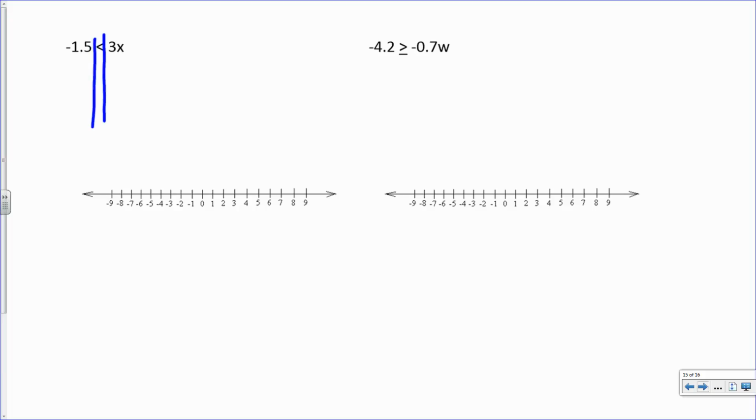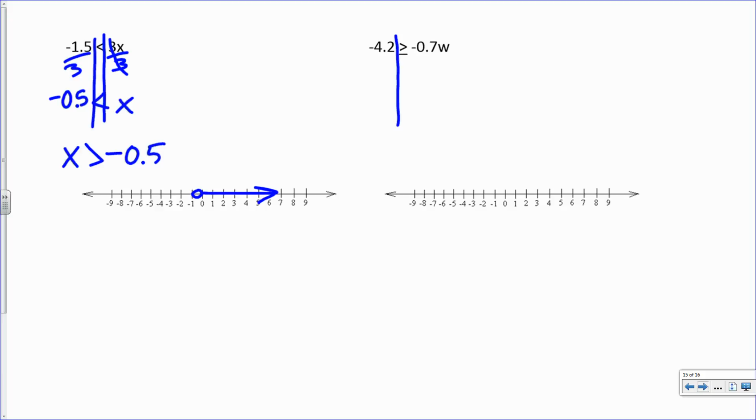Okay, on this one you should have divided by 3. So you get -0.5. We divided by a positive, so we don't switch our sign. These cancel out to x. But it's not written in standard form, so rewrite it. X is greater than -0.5. So find -0.5, open circle, x is greater.